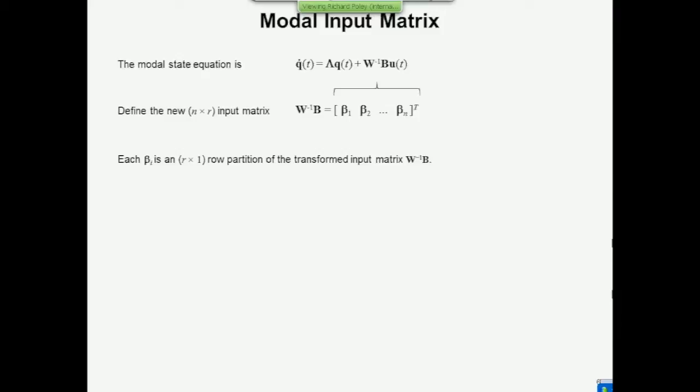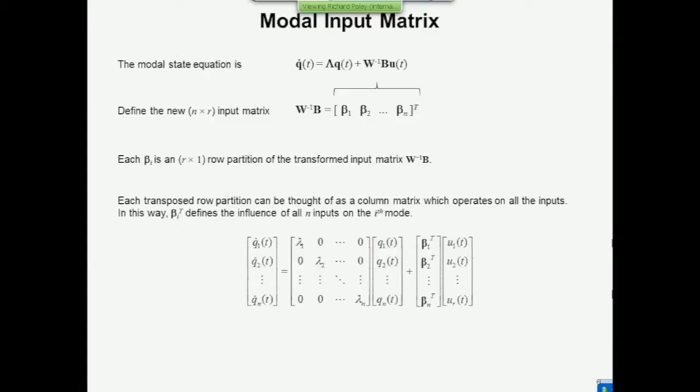When you use this decomposition, it's helpful to separate out the individual rows of this input matrix. So I'm calling these rows beta 1, beta 2, all the way to beta sub n, and these are the rows of W to the minus 1 B. Think of these as vectors, but actually they're row vectors, and there are n of them in the n rows of the input matrix. So beta 1 to beta sub n are the rows of the input matrix W to the minus 1 B.